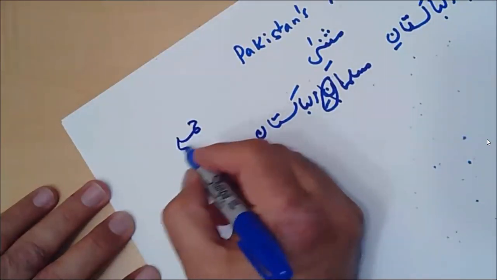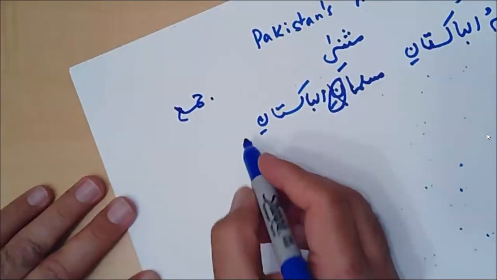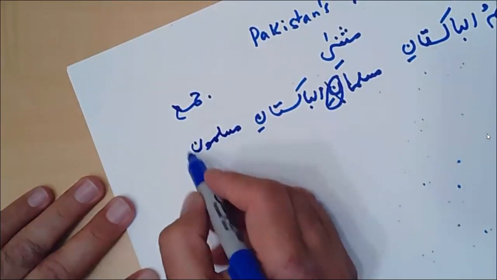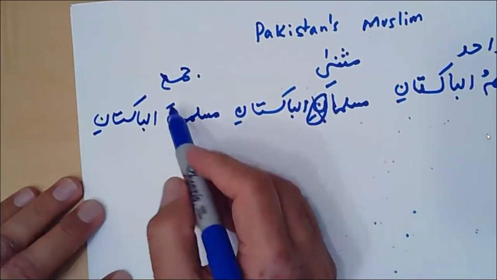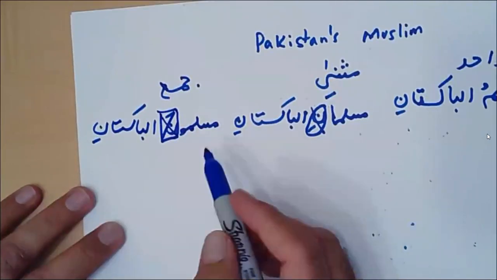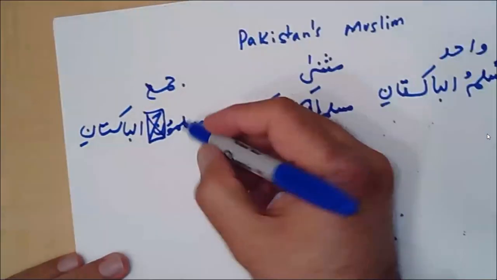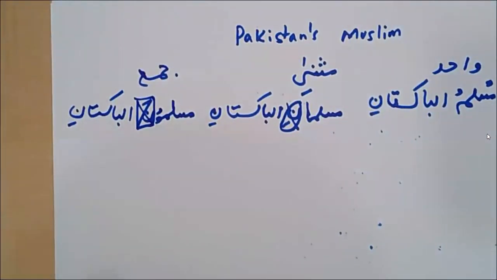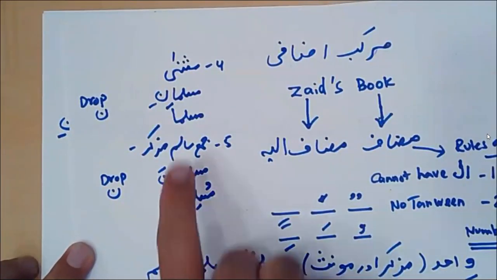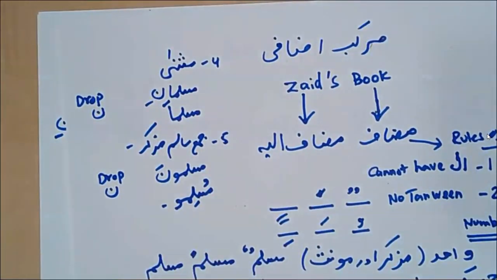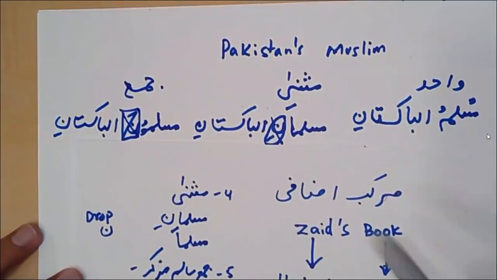What about Jama? Jama will be Muslimuna. Muslimunal Pakistani. So what will happen to the noun? It will drop. It will become Muslimul Pakistani. Because Jama Salim Muzakkar and Musanna, the noun gets dropped when we are making it Muzaf ilayh. Remember that rule? Or should I show it to you? When it's Musanna or Jama Salim Muzakkar, it drops and we are left with Muslima and Muslimo. Making sense? Look at this. Muslima, Muslimu.